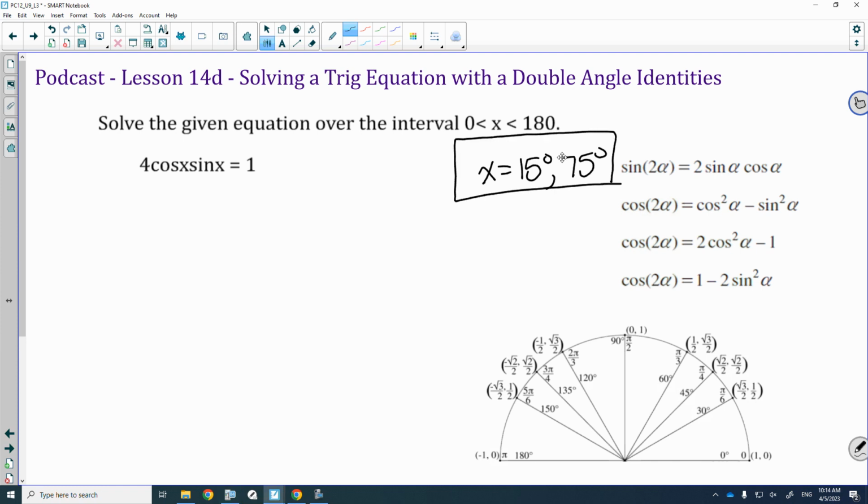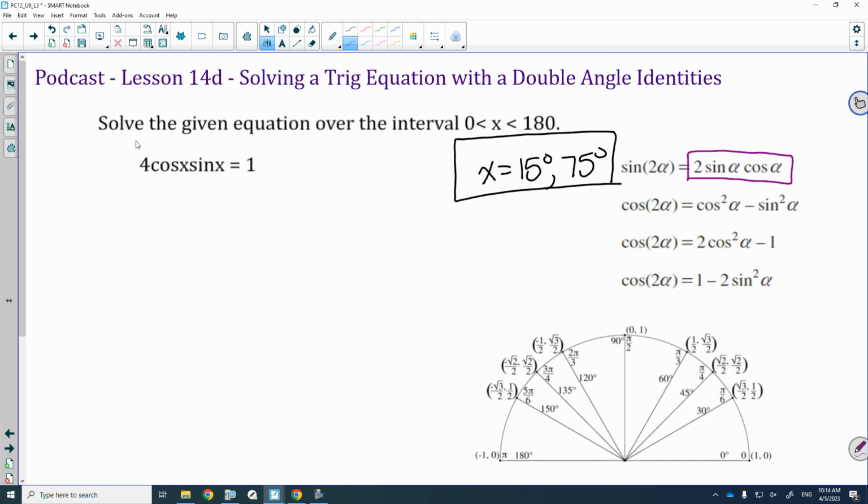Those are the answers. So a numeric response question could be, what's the largest solution? It would be 75, right? The other version of the test might say, what's the smallest solution? It'd be 15. I'm going to show you how you could use an identity to solve this. For 4 cos x sin x, it doesn't completely match one of these identities, but it's really close to one of them. Which one is it really close to? This guy here.